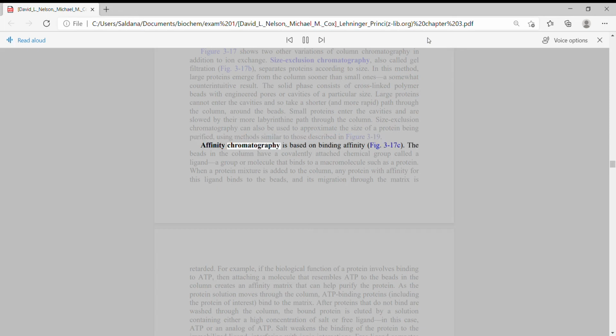Affinity chromatography is based on binding affinity, Figure 3-17c. The beads in the column have a covalently attached chemical group called a ligand, a group or molecule that binds to a macromolecule such as a protein. When a protein mixture is added to the column, any protein with affinity for this ligand binds to the beads, and its migration through the matrix is retarded.